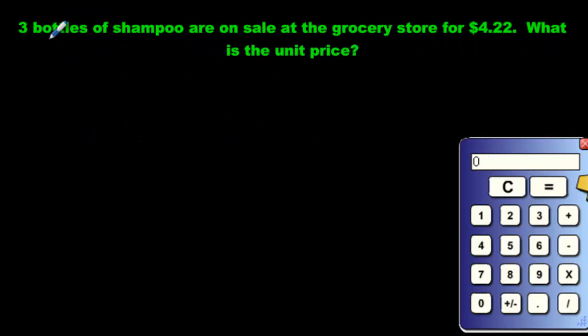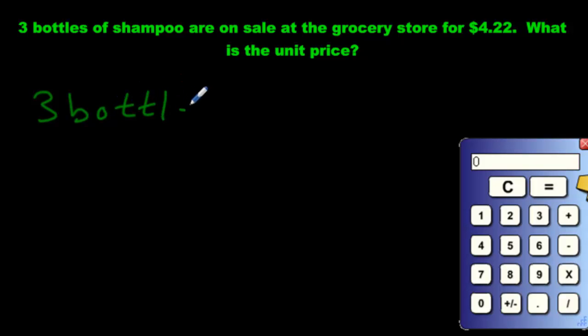Here's a practical one for the grocery store. See, I'm showing you every possible way. It's a lot of questions, but it's worth it in the end. 3 bottles of shampoo. I hope you're writing all this down. 3 bottles of shampoo are on sale at the grocery store for this much money. So let's write it as a relationship. We got 3 bottles. 3 bottles. And on the bottom, we're going to write 422.